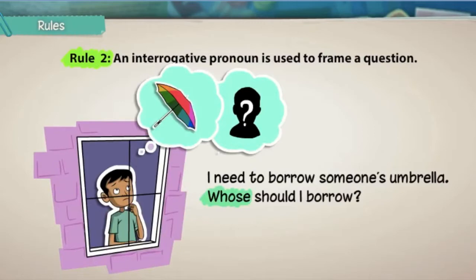An interrogative pronoun is used to frame a question. I need to borrow someone's umbrella. Whose should I borrow? Whose is an interrogative pronoun.